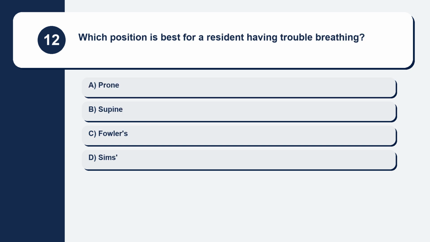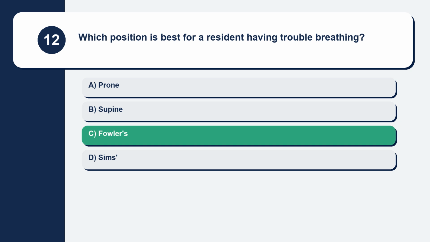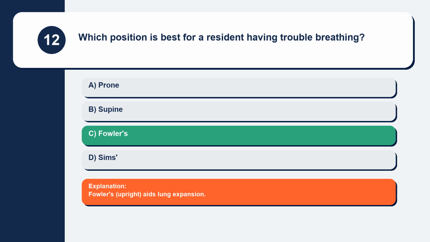Question 12. Which position is best for a resident having trouble breathing? Prone, supine, Fowler's, Sims. Fowler's, upright, aids lung expansion.